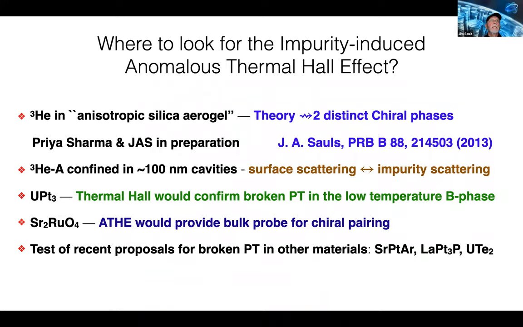So let me finish with this last slide here. Where might we look for impurity-induced anomalous thermal Hall effect? Well, I just described one possibility being uranium platinum three. There are a number of candidates involving helium three infused into anisotropic aerogels, where theory predicts two distinct chiral phases. Helium-3 confined in 100 nanometer cavities should also exhibit an anomalous thermal Hall effect, where the surface scattering plays the role of impurity scattering. And of course, strontium ruthenate, I think, would be an ideal candidate to look for anomalous thermal Hall effect as a bulk probe of the chirality. So with that, I'll stop and try and answer questions if people have questions.